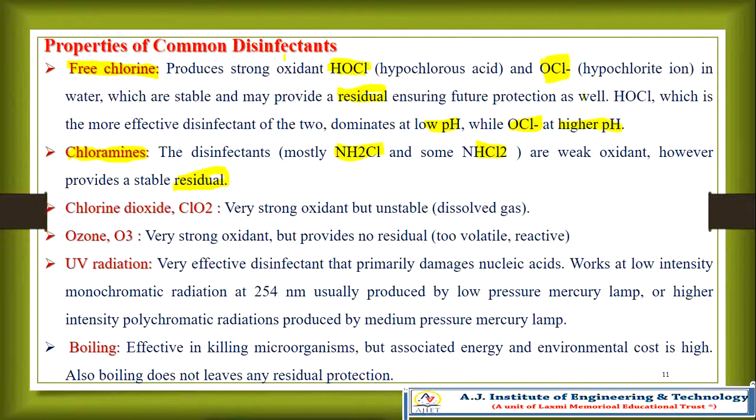Monochloramine as well as dichloramine, which is NH2Cl as well as NHCl2. Now, if you concentrate on chlorine dioxide, that's ClO2, it is a very strong oxidant but unstable. This is a dissolved gas, it's not stable. This is a very strong oxidant.